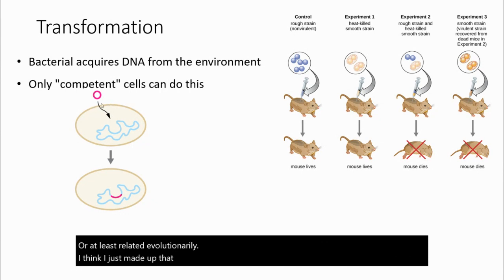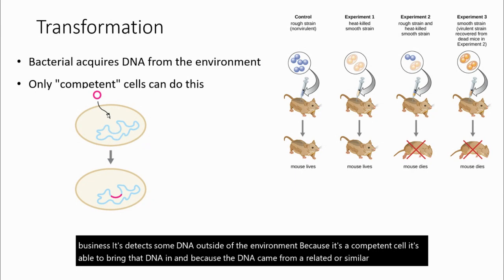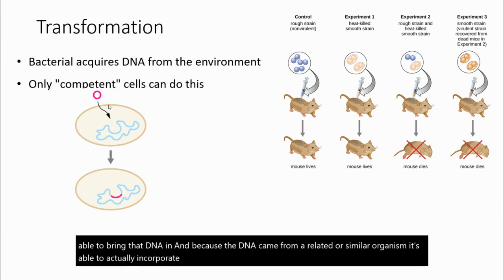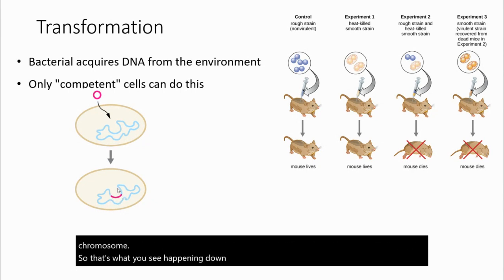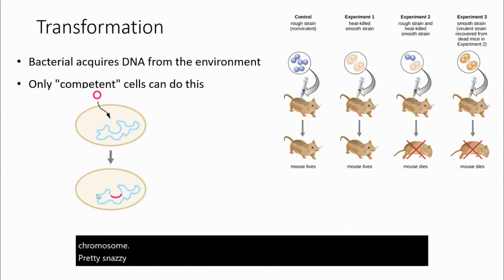All right, but the point is this cell is here minding its own business. It detects some DNA outside in the environment. Because it's a competent cell, it's able to bring that DNA in. And because the DNA came from a related or similar organism, it's able to actually incorporate that plasmid or that extra piece of DNA into its own chromosome. So that's what you see happening down here. Okay, so in a nutshell, a competent cell takes DNA in from the environment and incorporates it into its own chromosome. Pretty snazzy, huh?